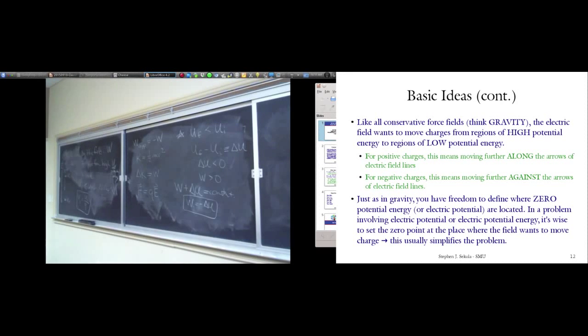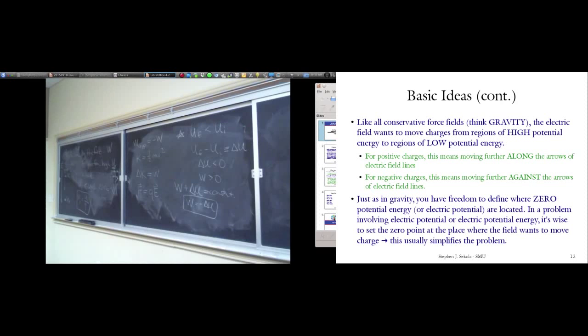No, it's okay. Energy is a relative concept. It's only changes in energy that matter. There's no absolute point in the universe where energy is exactly zero. In fact, in quantum mechanics, you learn that's not possible. You can never have exactly zero energy. So we are free to define zero potential energy and thus zero electric potential anywhere we like, as long as it's convenient for the problem.